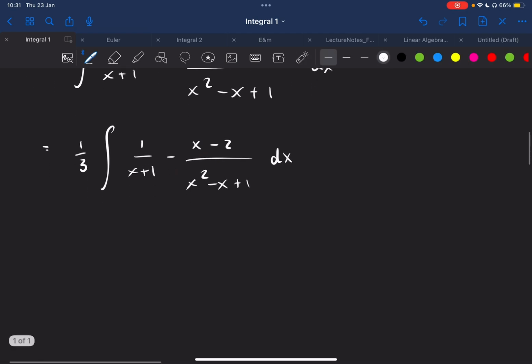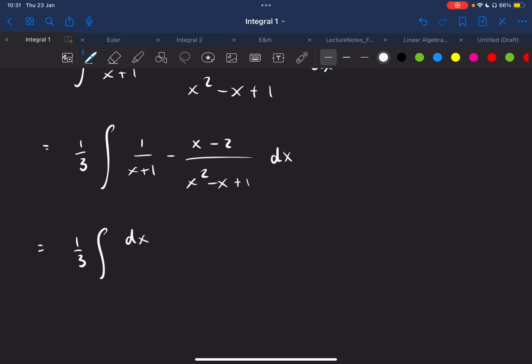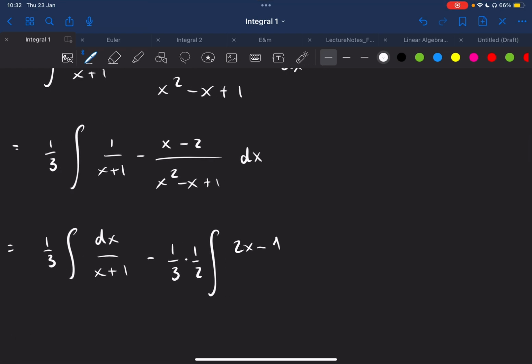So to do that, we're going to split our integral up into two separate integrals. So we're going to have 1/3 integral of dx by x plus 1, and then we're going to have a minus 1/3, and we're going to multiply this here by 2, but to make it so that the integral is the same result, we need to multiply by a half additionally. So we're going to bring that outside the integral, so that's going to be times a half integral of 2x minus 4 by x squared minus x plus 1.